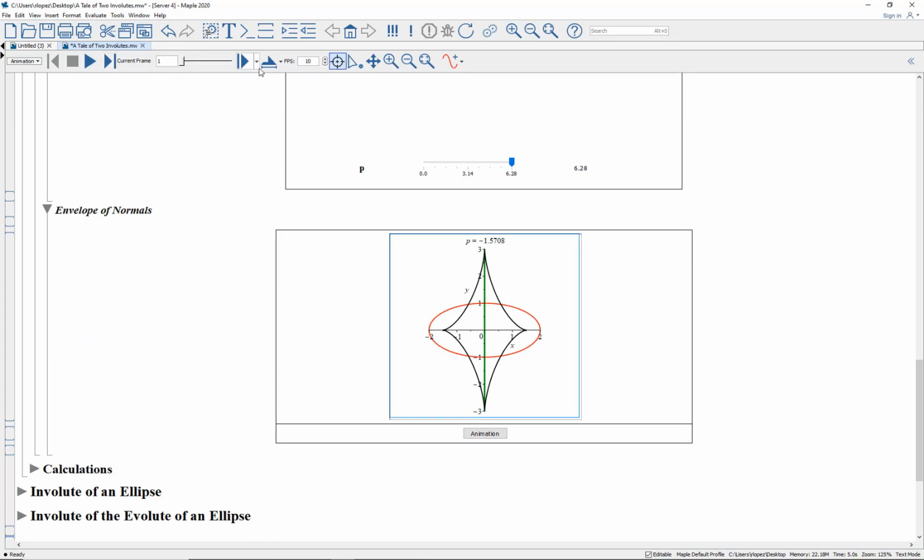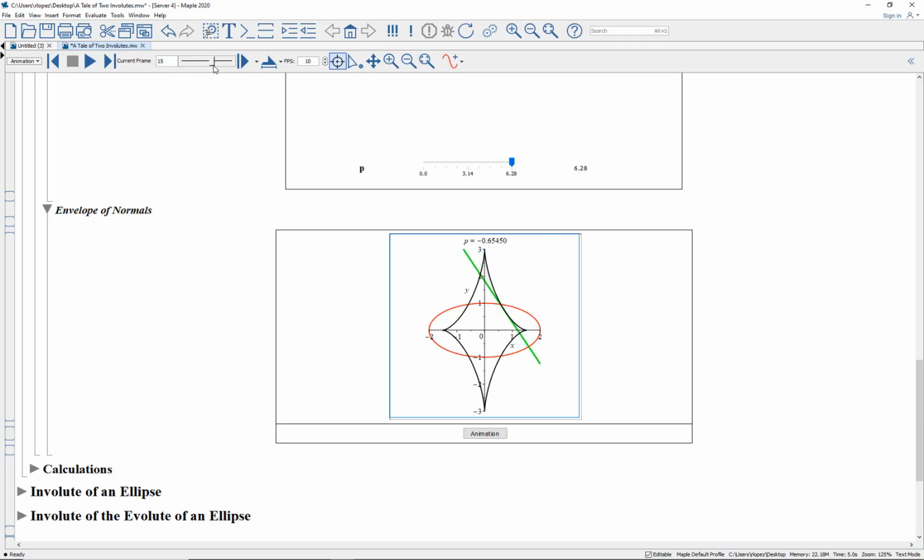Here's a slider. It controls the position of this normal line. Okay, and I'm really going to be just looking in this fourth quadrant, points on the fourth quadrant from which a normal line is drawn.